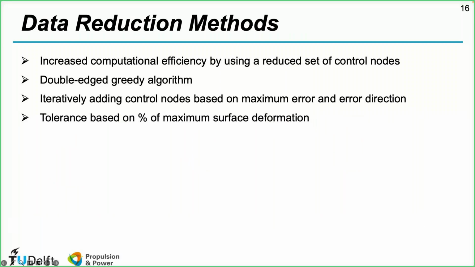So in order to keep the method computationally efficient, also a data reduction technique has been implemented, which basically uses a reduced set of control nodes to perform the entire interpolation. And this is done by using a double-edged greedy algorithm, which iteratively adds control nodes based on the error, but also on the error direction. So in each iteration, you add the error node with the maximum error, but also a secondary node, which has a different angle of at least 90 degrees with respect to your first error vector. And then once your tolerance is reached, which is now based on a percentage of your maximum deformation occurring in your domain, the interpolation is performed.